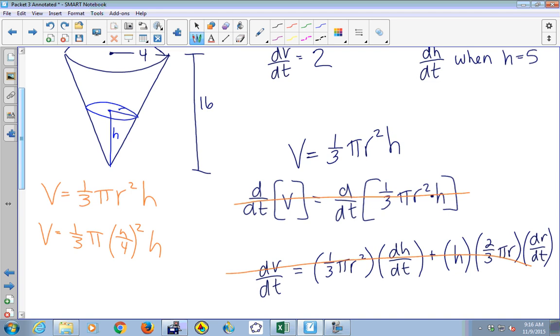Yep, just too many variables. If they had told me something about dr dt, maybe I could have done it, but yeah, first I'll simplify a little bit.